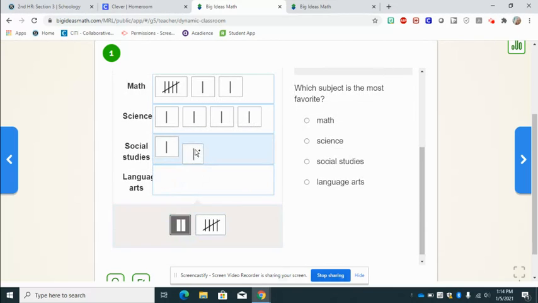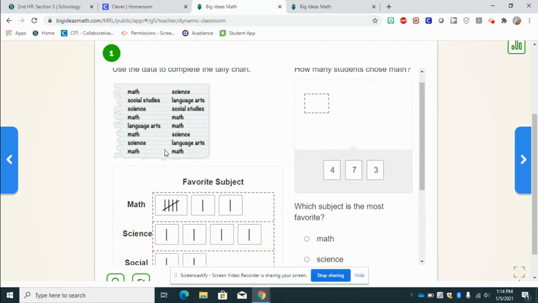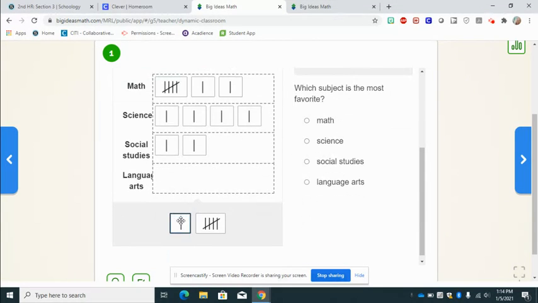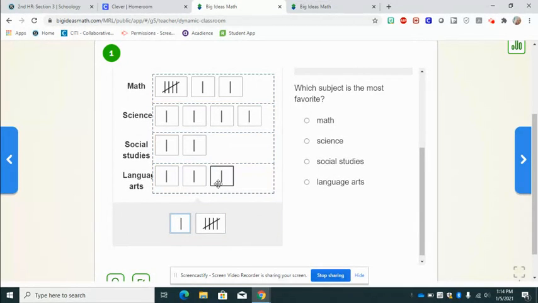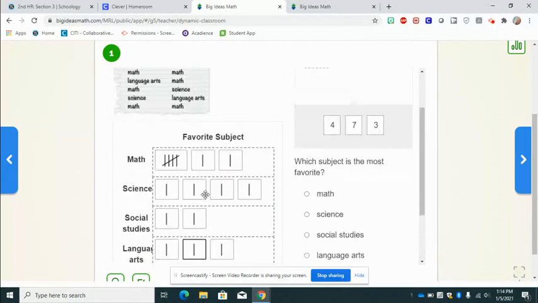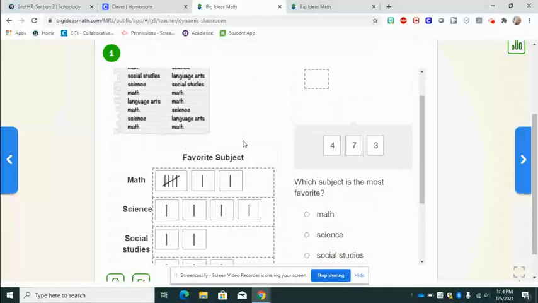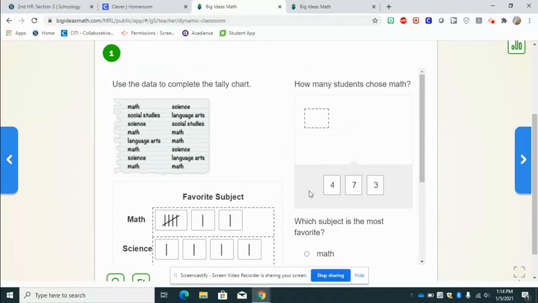So 1, 2. Now we're going to see how many like language arts. So there's 1, 2, 3 students that chose language arts. So we're going to use 1, 2, 3 for language arts. Okay. Then our question says, how many students chose math? So if we look at math, we know that this is 5. So this is 5, 6, 7. So 7 students chose math.